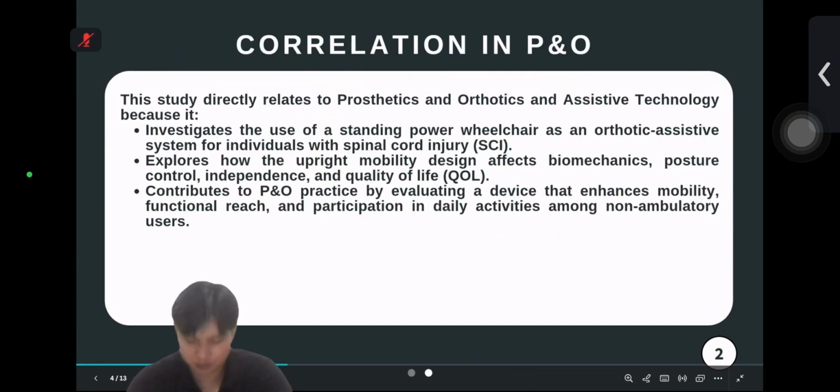So correlation in P and O. This study directly relates to prosthetic and orthotic and assistive technology because, first, it investigates the use of a standing power wheelchair as an orthotic assistive system for individuals with spinal cord injury. The second, it explores how the upright mobility design affects biomechanics, posture control, independence, and quality of life. It contributes to P and O practice by evaluating a device that enhances mobility, functional reach, and participation in daily activity among non-ambulatory users.